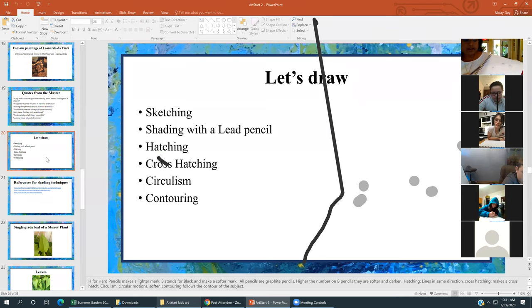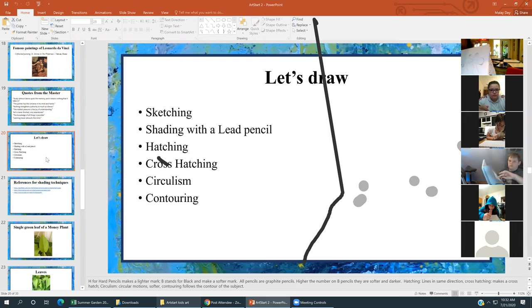And contouring. Contouring is just going with the contour of this sketch. So that's contouring. So we're going with the contour, like this over here. That's contouring.